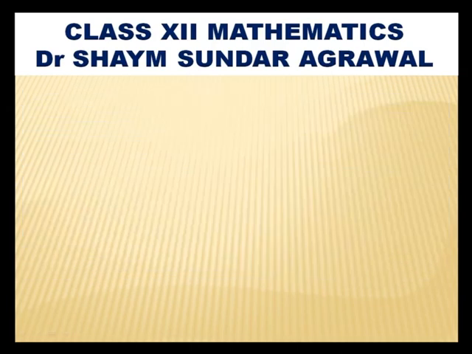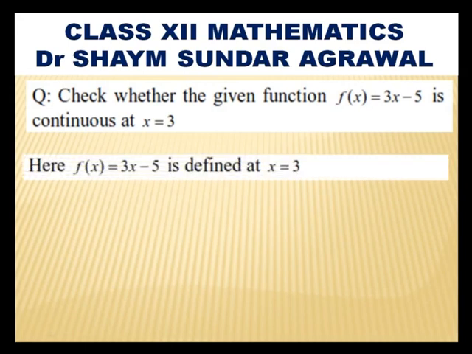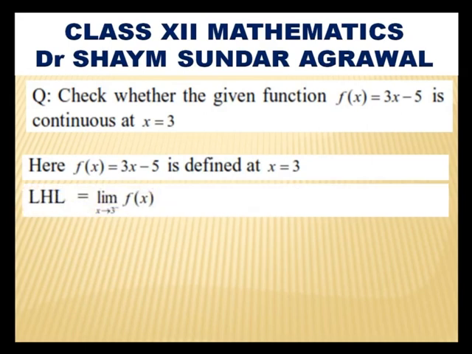So let us take an example. Check whether the given function f(x) equals 3x minus 5 is continuous at x equals 3 or not. Here the function f(x) equals 3x minus 5 is defined at the point x equals 3. So the first condition is satisfied. Now we have to find out whether the limit exists or not, meaning the left hand limit and right hand limit are equal or not.